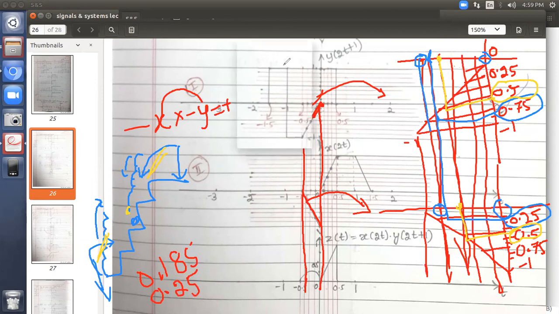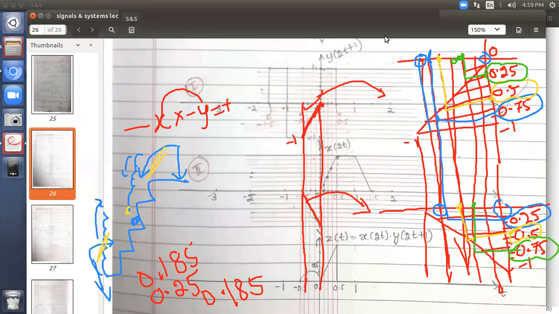Then take the third point somewhere here. The third point amplitude is 0.25. Here observe the amplitude is 0.75. What is 0.25 into 0.75? Just now you calculated, it is 0.185. So how many values did we get? 3 values we got. So let's try to draw these lines, and we'll understand.